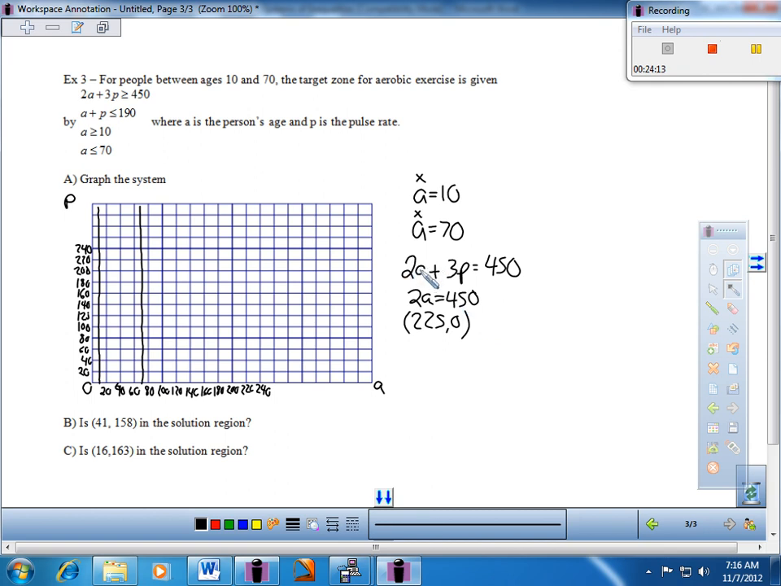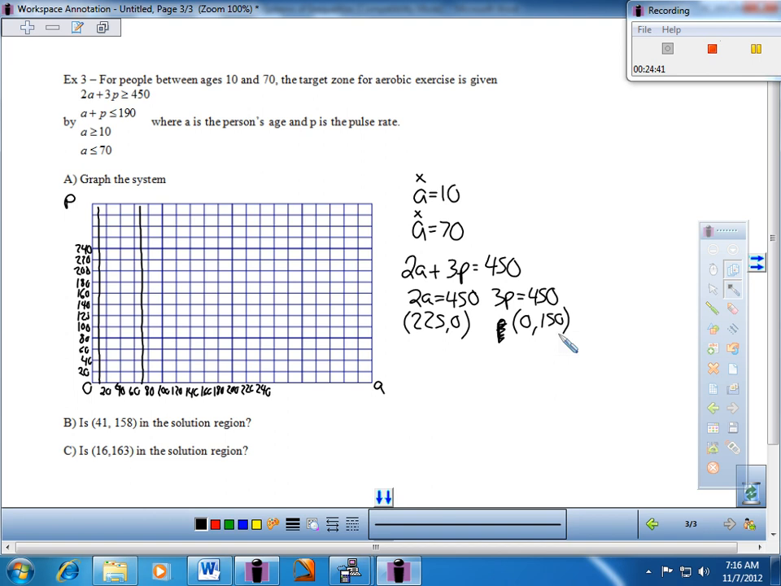Okay, everyone, let's get the p-intercept. So cover that up with your hand, everyone. Cover up the 2a, and you get 3p equals 450. Everyone divide by 3, and it looks like when a is 0, we end up getting 150. All right, well, let's go ahead and graph those two, and let's see what this looks like.